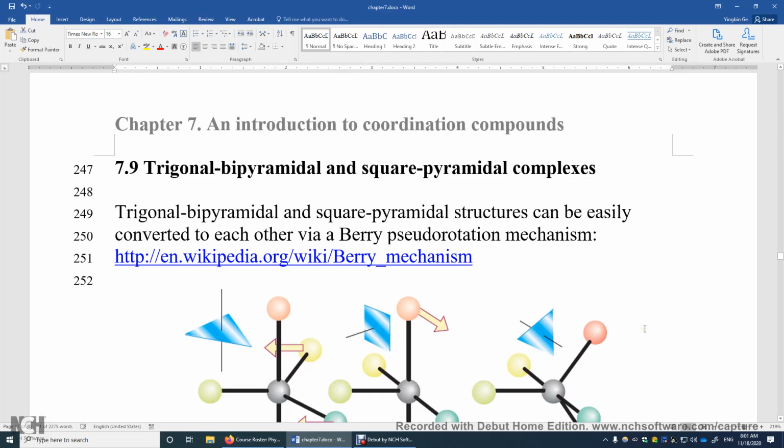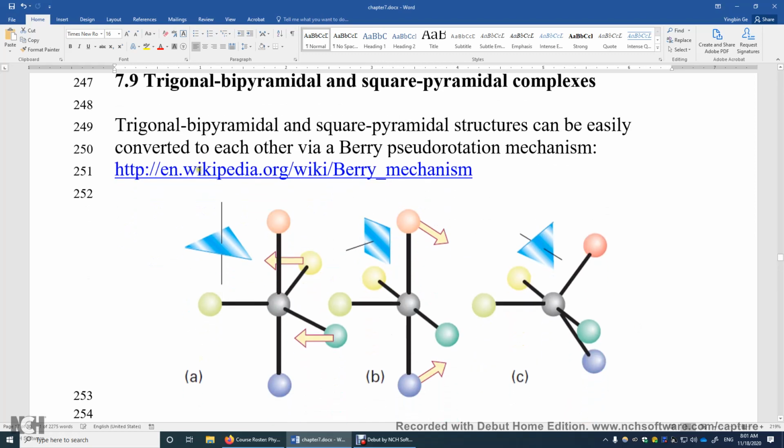Section 7.9. Trigonal bipyramidal and square pyramidal complexes. We're talking about 5 coordinate transition metal complexes. They may adopt trigonal bipyramidal and square pyramidal structures. And these 2 different structures can be easily converted to each other via a Berry pseudo-rotation mechanism. I recommend you look at this Wikipedia page about the Berry mechanism. But also, I will show you how to do this conversion.